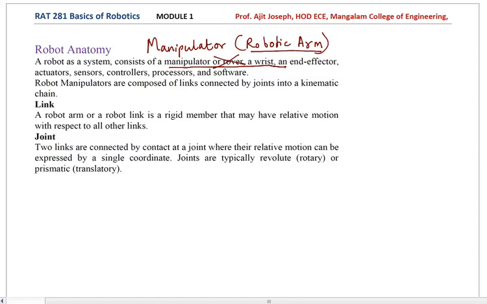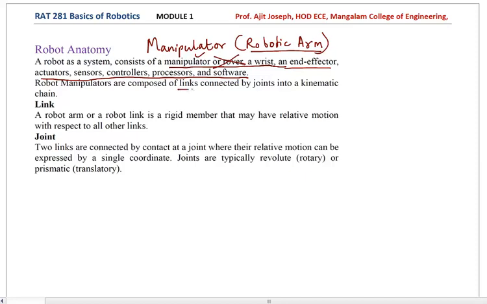A wrist and end effector, actuators, sensors, controllers, processors, and software. Together, all of this, the manipulator, a wrist, an end effector, actuators, sensors, controllers, processors, and software, makes a robotic arm. Okay. Robotic manipulators are composed of links connected by joints into a kinematic chain.